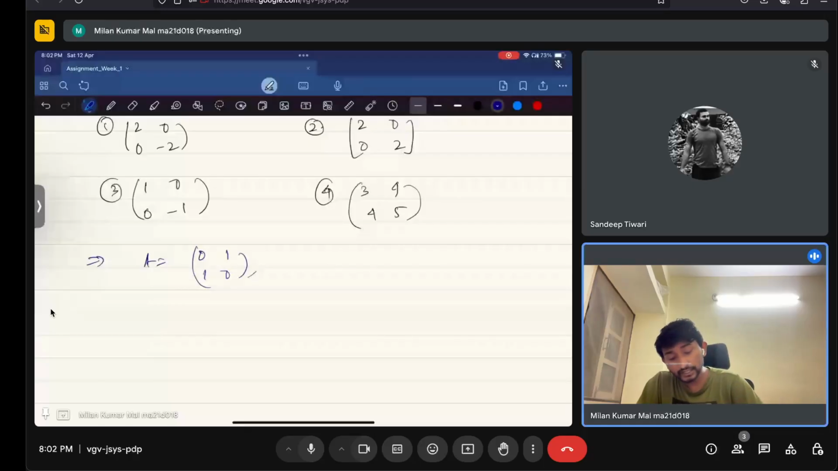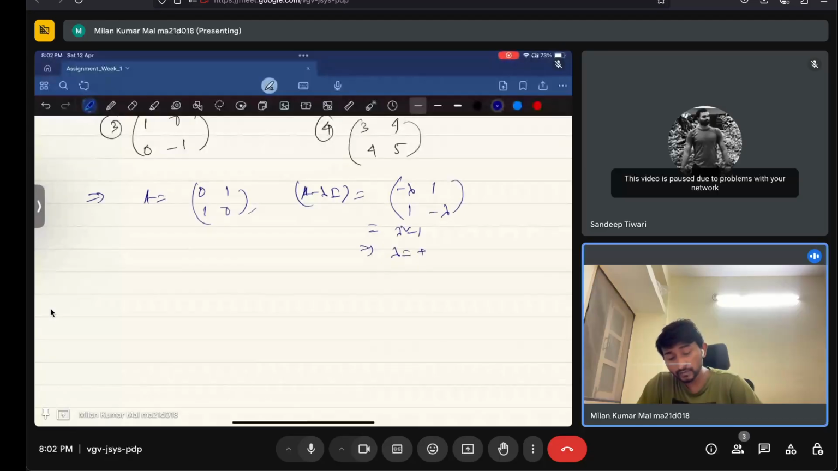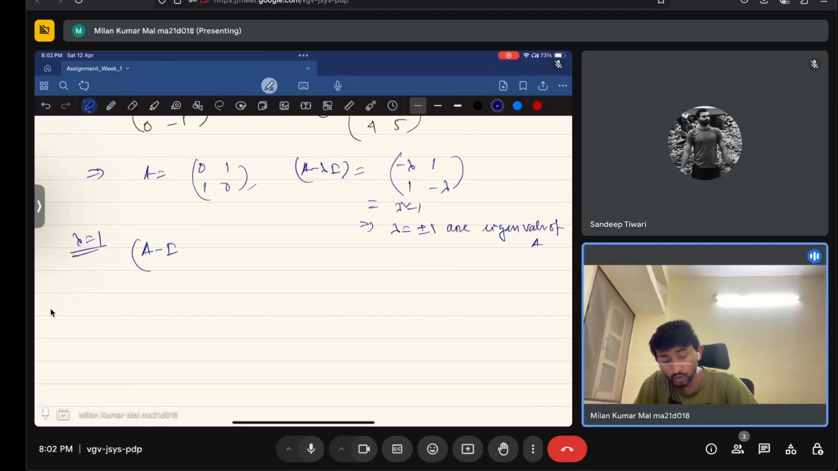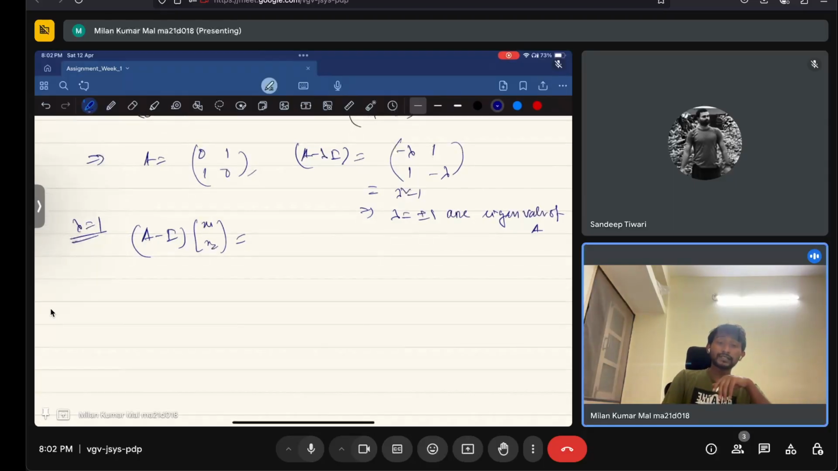So here you can note that A minus lambda I equals minus lambda, 1, 1, minus lambda. So that is equal to lambda square minus 1. That implies lambda equals plus minus 1 are the eigenvalues of A. Now A minus I for lambda equals to 1, multiplied by x1, x2, what will I get?